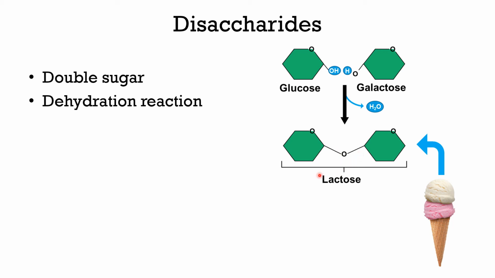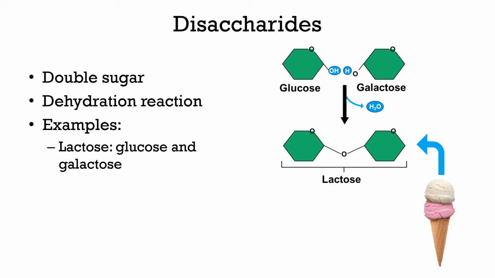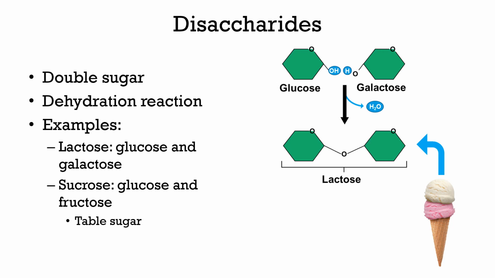In this case, we make something called lactose, which is what we have in milk and other dairy products. So it's a milk sugar. And we'll talk a little bit about how, if you're lactose intolerant, you have a problem with being able to break this down. So lactose is an example of a disaccharide. Sucrose is also an example, and sucrose is glucose plus fructose, which is table sugar.